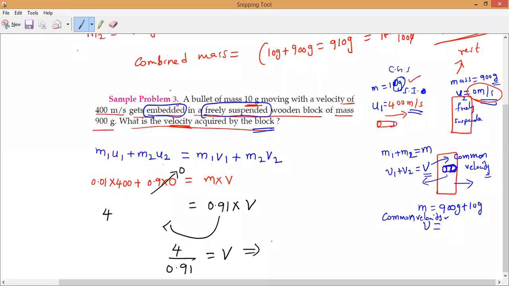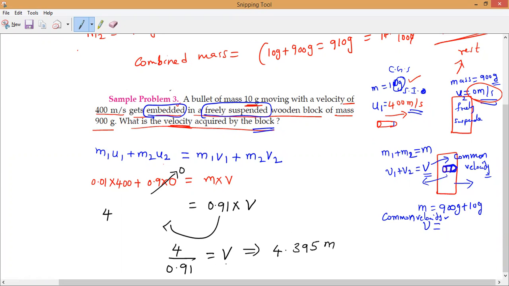What is the answer? Solve it and tell me. You'll get 4.395. Like this you'll get it.